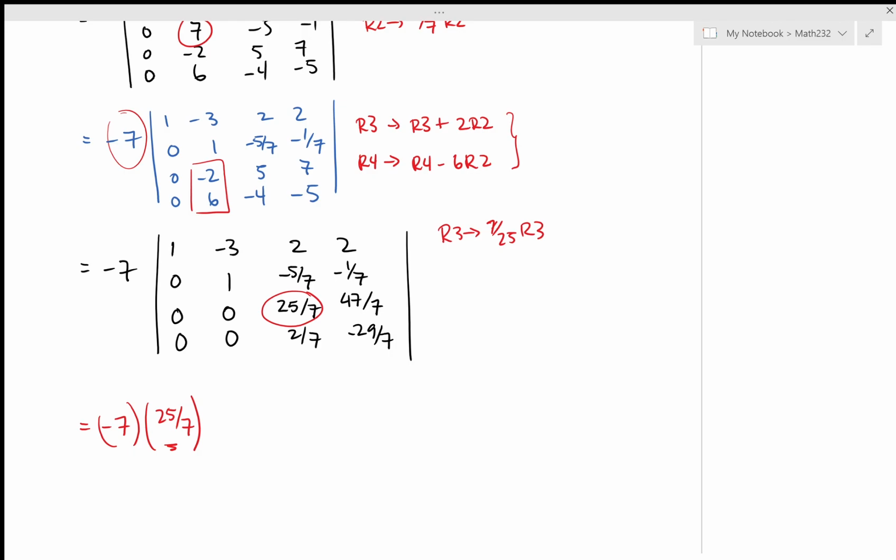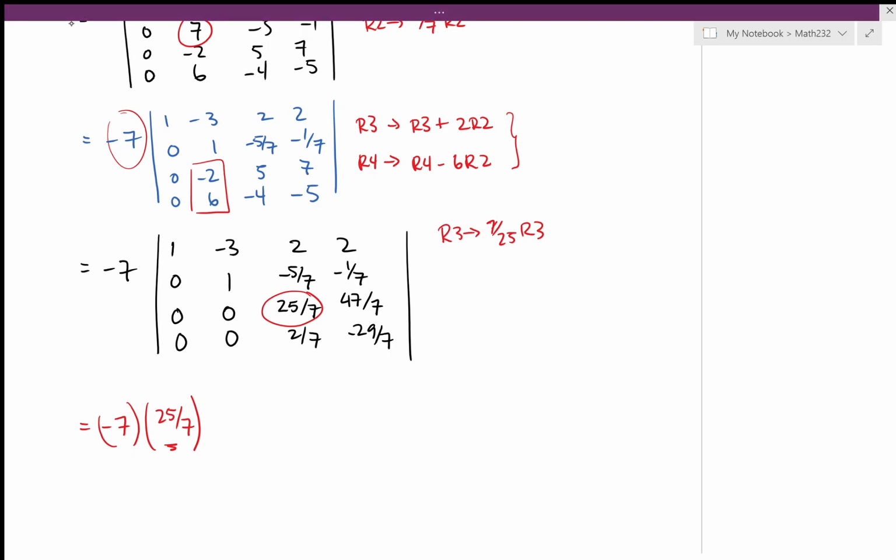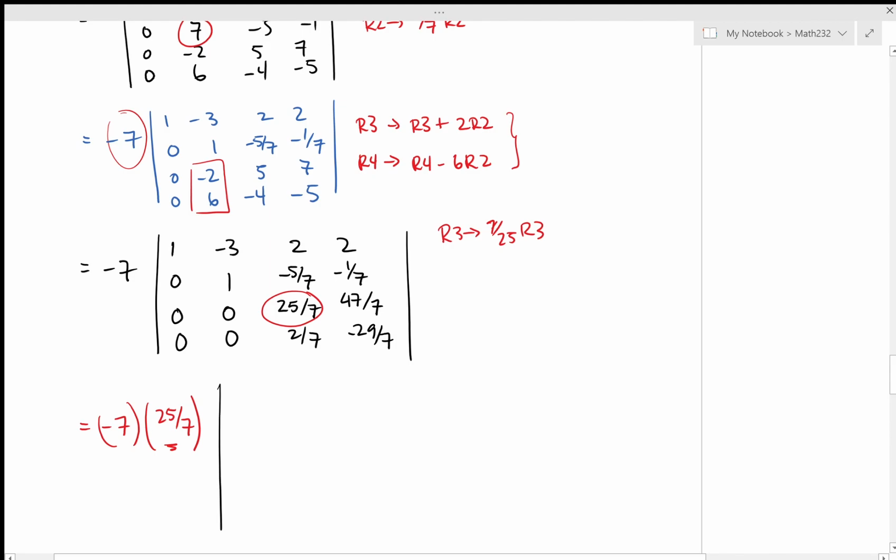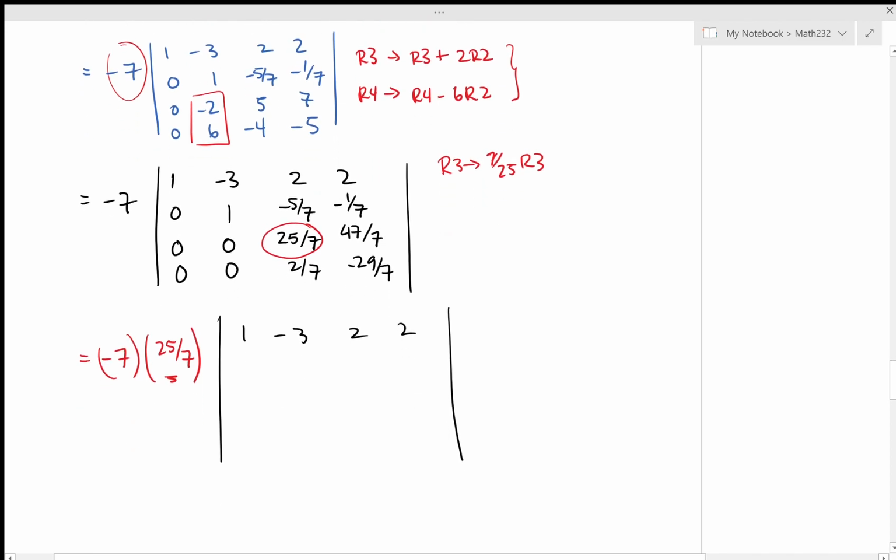All right, so I get that, and I'm going to write out the rest of my matrix here. I'm going to start being a bit lazy. I got this 1, minus 3, 2, 2. I know what's going to happen is I'm going to get down soon, and I will be multiplying together the elements on the main diagonal. So I know this is a 0 and a 1. I don't actually care what's here or here anymore. This is going to be 0, 0. Now this is going to be a 1, and then this number is going to be 47/25, and then I've got 0, 0, 2/7, minus 29/7.